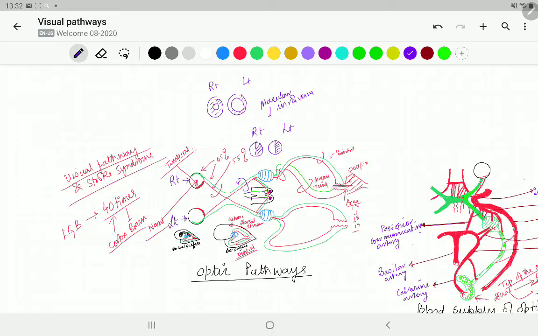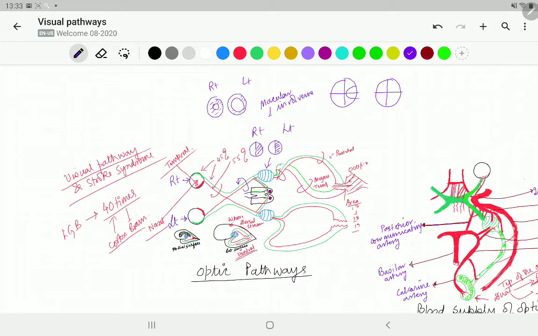So relatively the left will appear more dilated than the right. The next lesion which can happen is in the lateral geniculate body. It produces a rather interesting type of visual field defect. It's called sectoranopia.